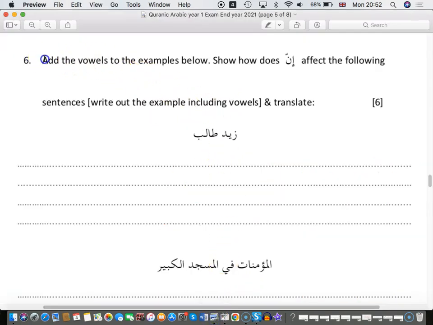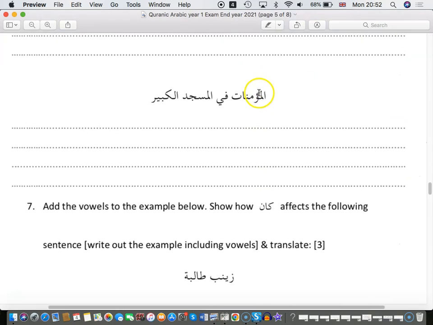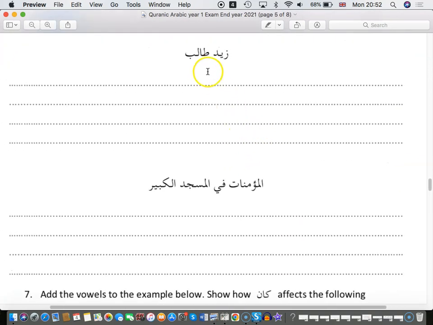So add the vowels to the examples below. First of all, add vowels, and then show how inna affects the vowel in the following sentences. Write out the example, and translate it, to get the full marks. Next one. So this is 6 marks. That means 3 for this one and 3 for this one.